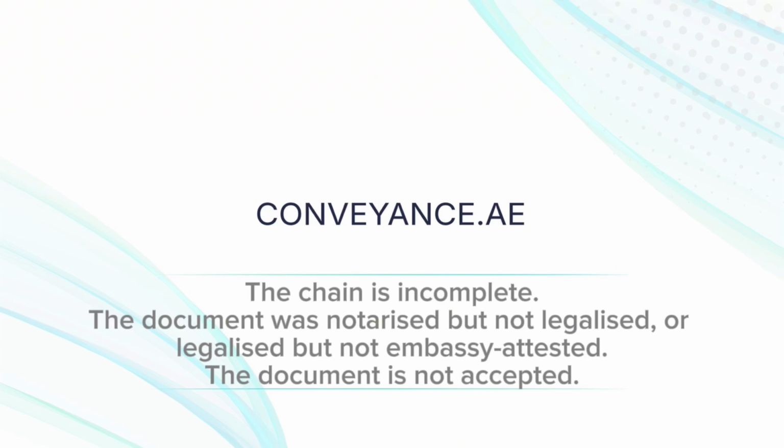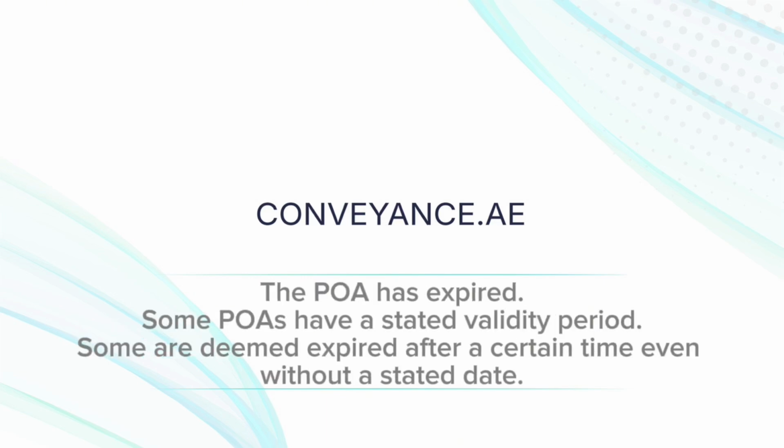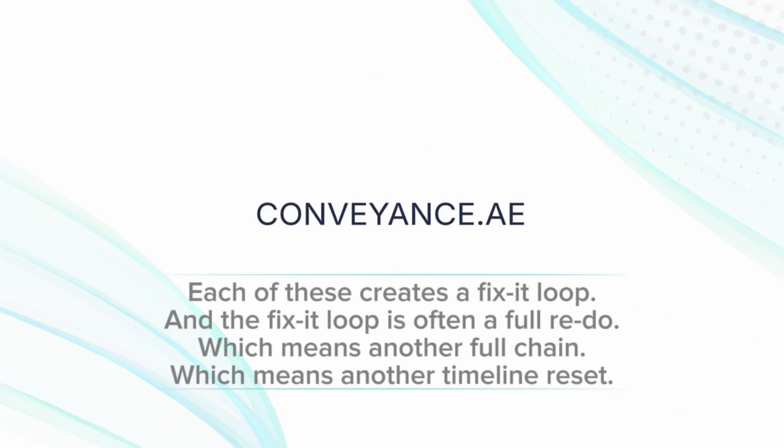The chain is incomplete. The document was notarized but not legalized, or legalized but not embassy attested. The document is not accepted. The translation is wrong. A small translation error in the powers granted invalidates the document for the specific transaction. The POA has expired, and some POAs have a stated validity period. Some are deemed expired after a certain time, even without a stated date. Each of these creates a fix-it loop, and the fix-it loop is often a full redo, which means another full chain, which means another timeline reset.